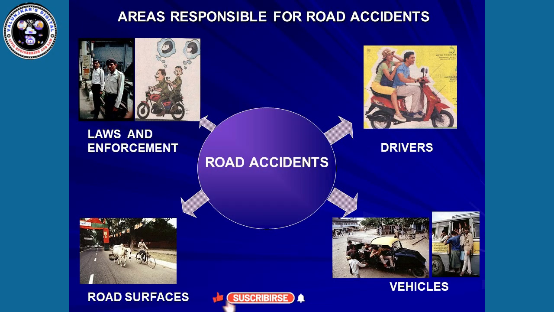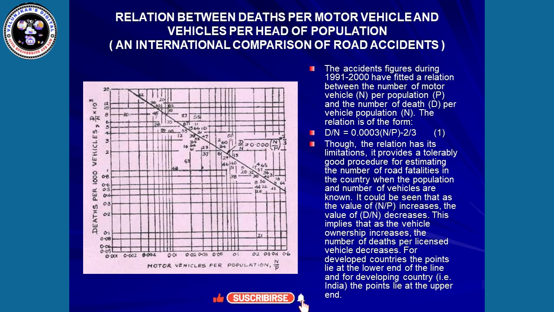Basically, the laws and enforcement, drivers, road surfaces and vehicles are the areas which are responsible for road accidents. Now in this paper we have established the relation between the deaths per motor vehicle and vehicles per head of population, and an international comparison of road accidents. So this is the comparison.